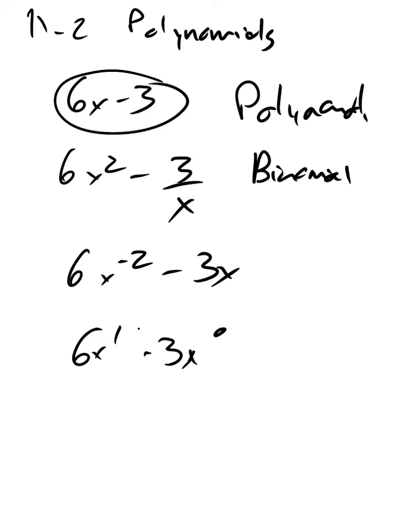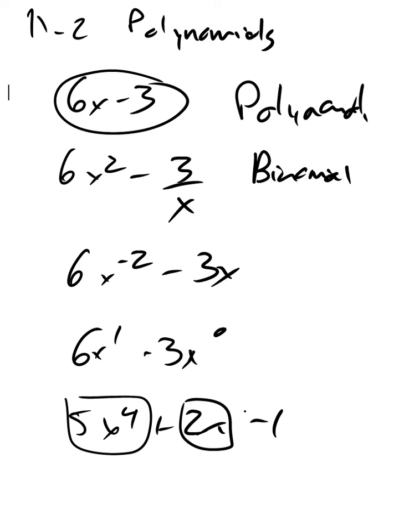Once again, this is the degree of the equation. So if we had a larger equation, like something like 5x to the 4th plus 2x minus 1. Okay, once again, we've got three terms here. This is going to be a trinomial. And as you look through these pieces here, this one is going to have a degree of 4 because this term by itself has a degree of 4. This would have a degree of 1. And this would have a degree of 0, as we broke it down.